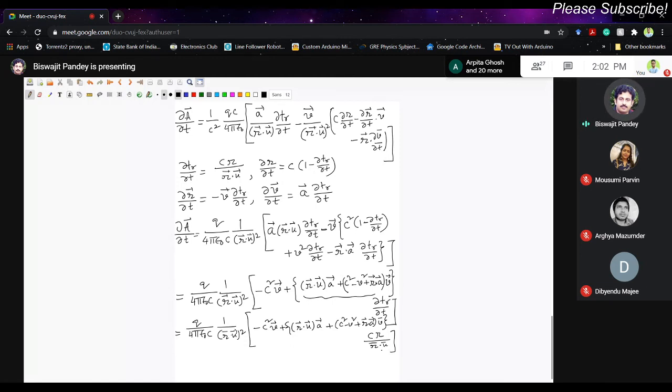Now let us simplify it, r dot u. Okay, let us take this r dot u outside. So what will happen if I take r dot u outside? That will give me r dot u outside, q by 4 pi epsilon 0 into c into 1 by r dot u whole cube. This will become whole cube outside because I have taken this r dot u outside, right?